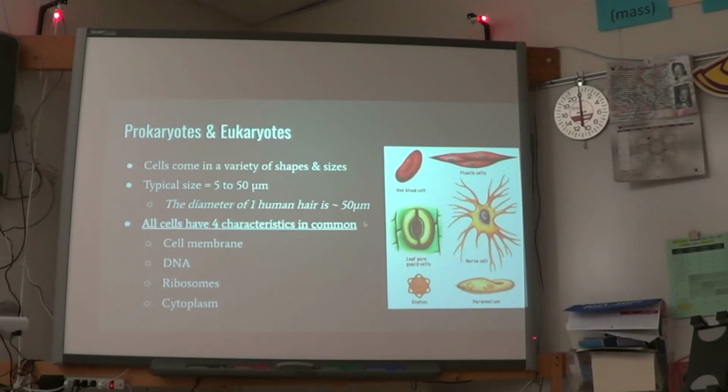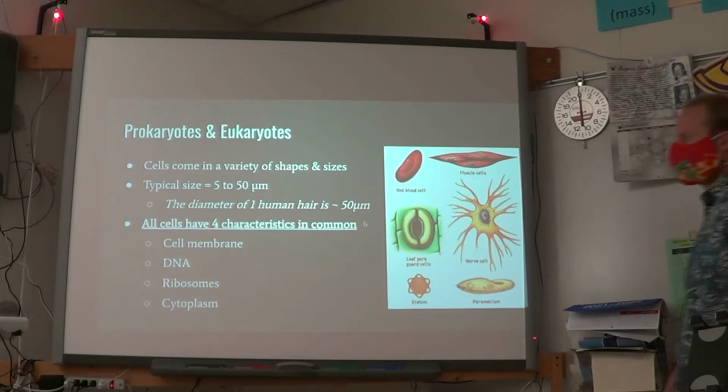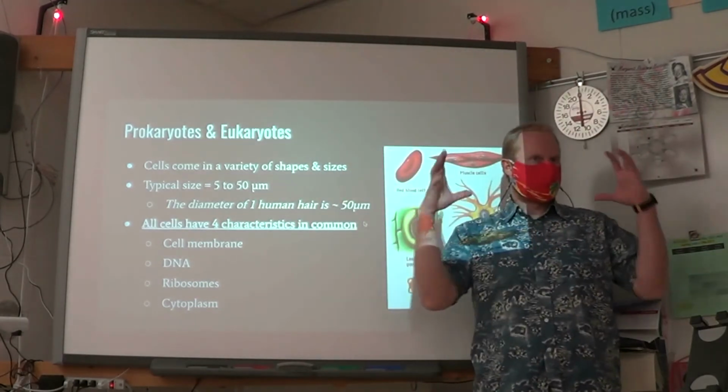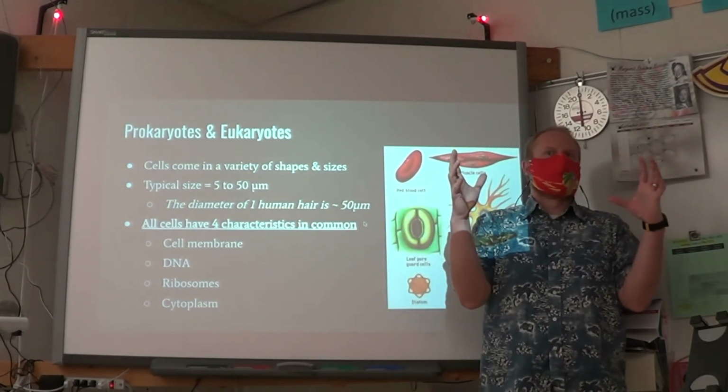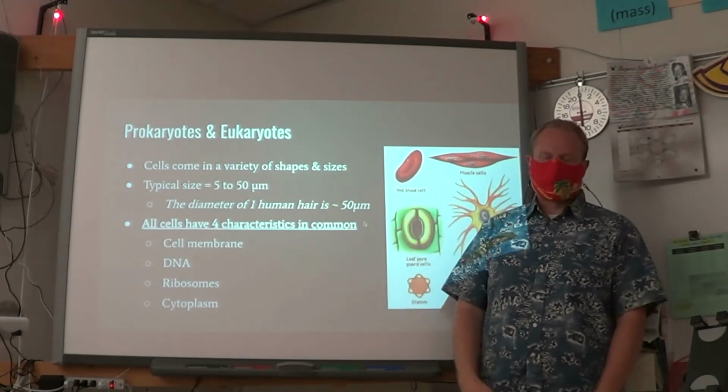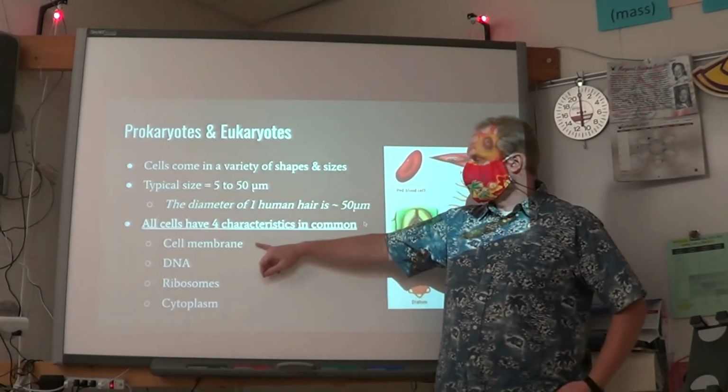But all cells have at least these 4 common characteristics. All cells are going to have these 4 things. All cells are going to have a cell membrane, the outermost covering that keeps everything in it as a cell. If the cell membrane ruptures and stuff's spilling everywhere, the cell's dead. Okay? So they're going to have a cell membrane.